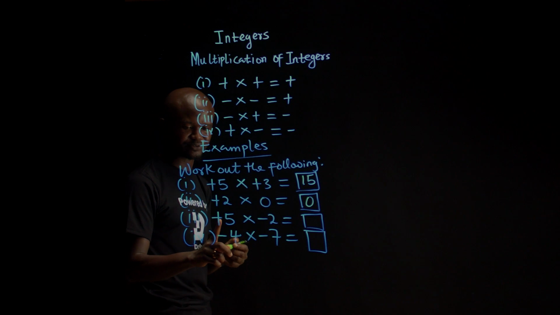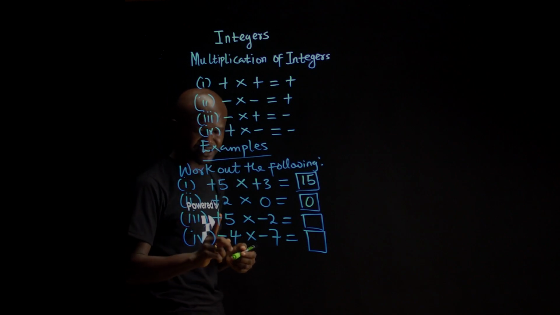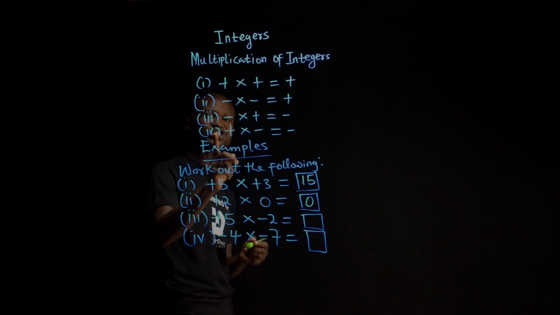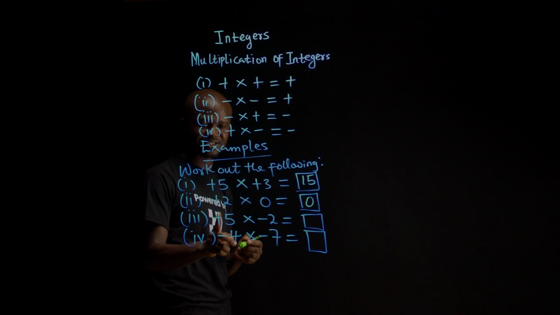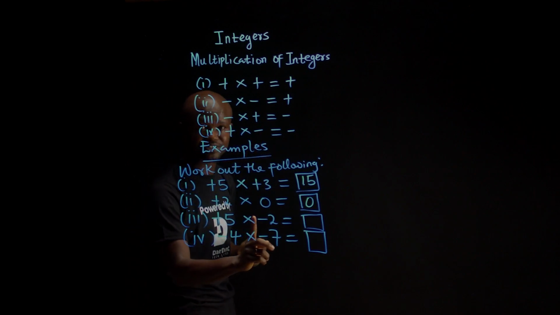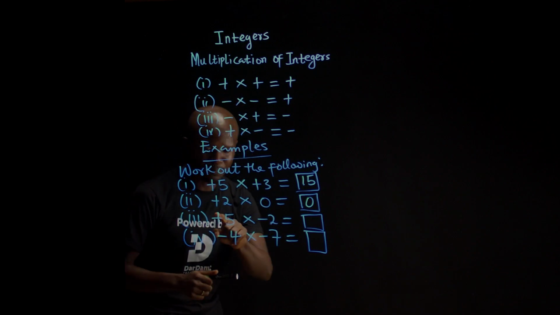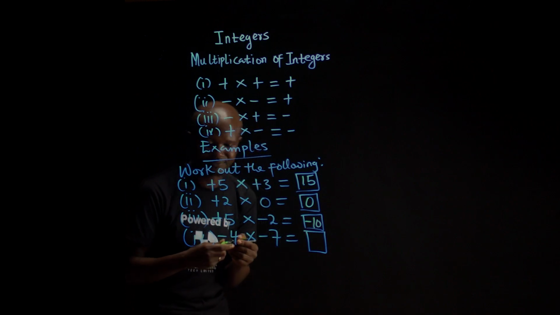The next one, you have to check the rule, which is very important while solving this. We have a plus 5 times minus 2. So you check the rule, you can see that from the rules, we have plus times minus. Plus times minus, that's minus. So here we are going to have 5 times 2, so that's 10. So plus times minus, that is minus. So the answer here is going to be minus 10.